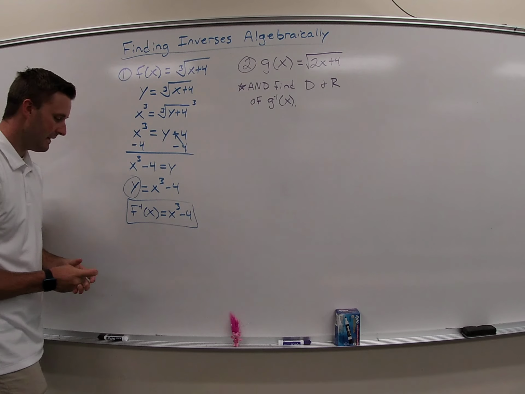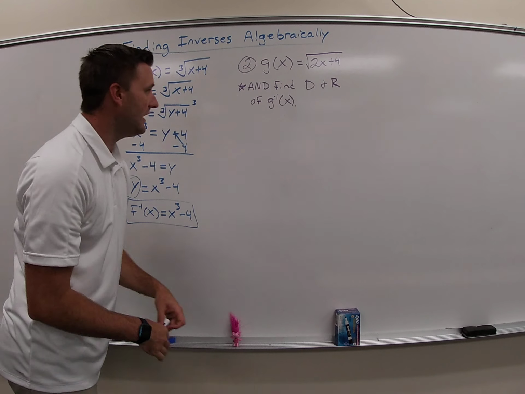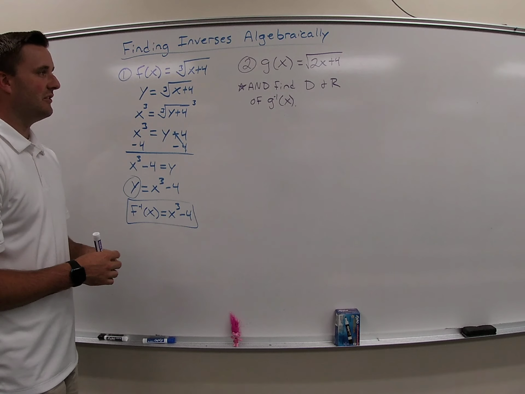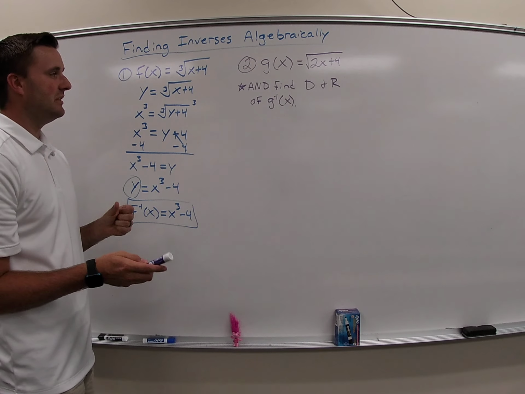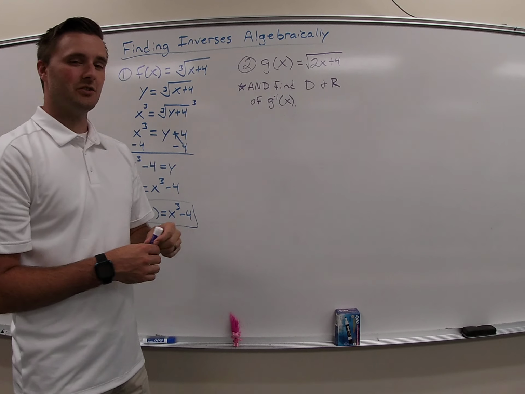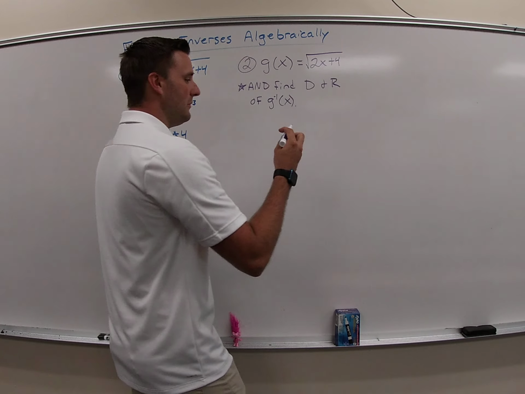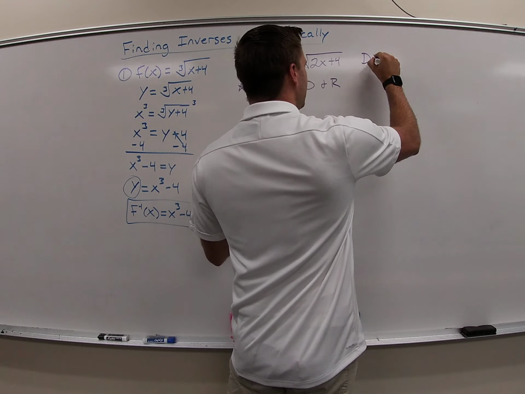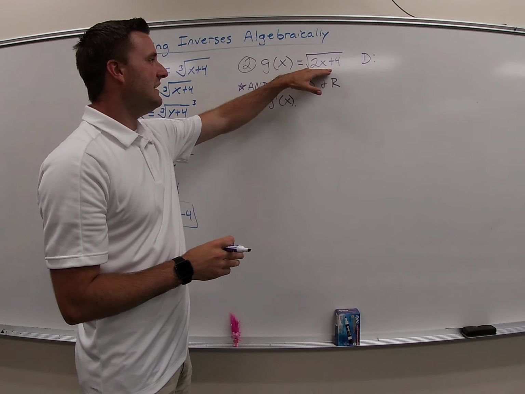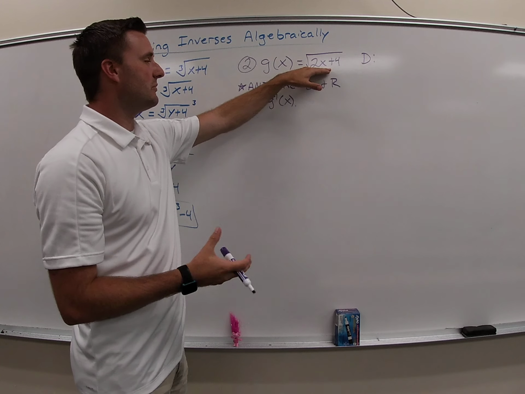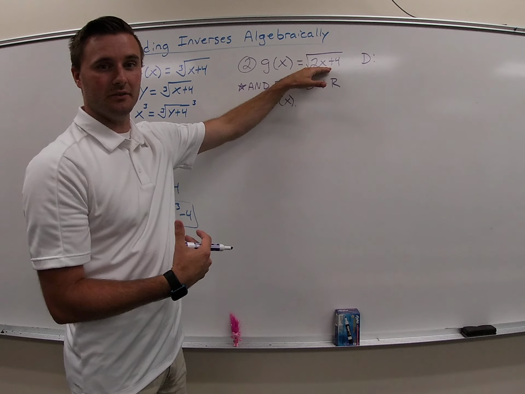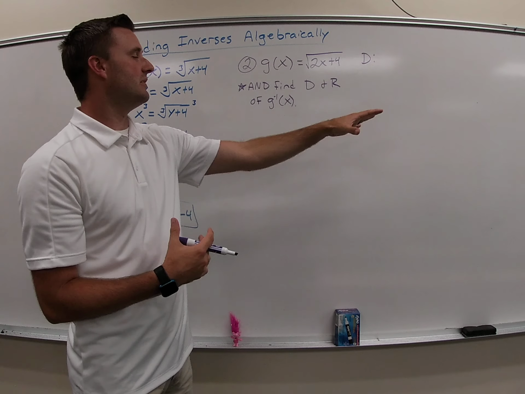Now, number 2, not only are we going to find the inverse, but we're also going to find the domain and range. Now, you may think it's actually going to be easier. You may find it'll be easier to find the domain and range first. So let's go ahead and do that. So I want to go ahead and find the domain of this square root function. Now, the only domain restrictions are where this is going to not be a negative. And so we want this to be greater than 0.